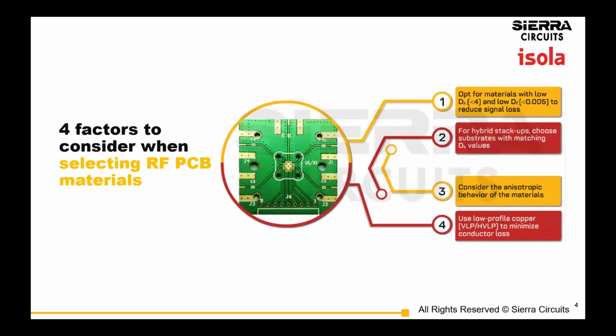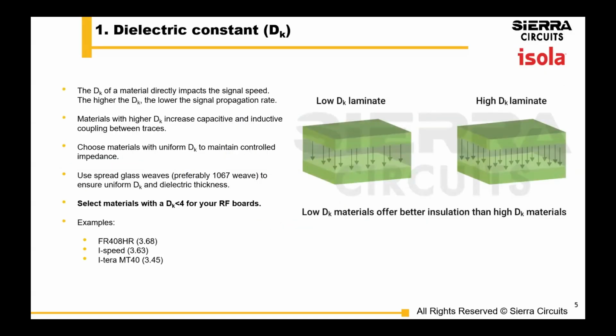So first is, what are the factors to consider when selecting RF PCB materials specifically? The first is the electrical properties of the materials, and dielectric constant, I would say, is first and foremost. The dielectric constant of your material will directly affect how quickly your signals travel through the traces. The higher the Dk, the lower the signal propagation rate. And materials with high Dk are prone to more inductive and capacitive coupling. So be really aware of the Dk value of the material that you're selecting, that it's right-sized for your requirement.